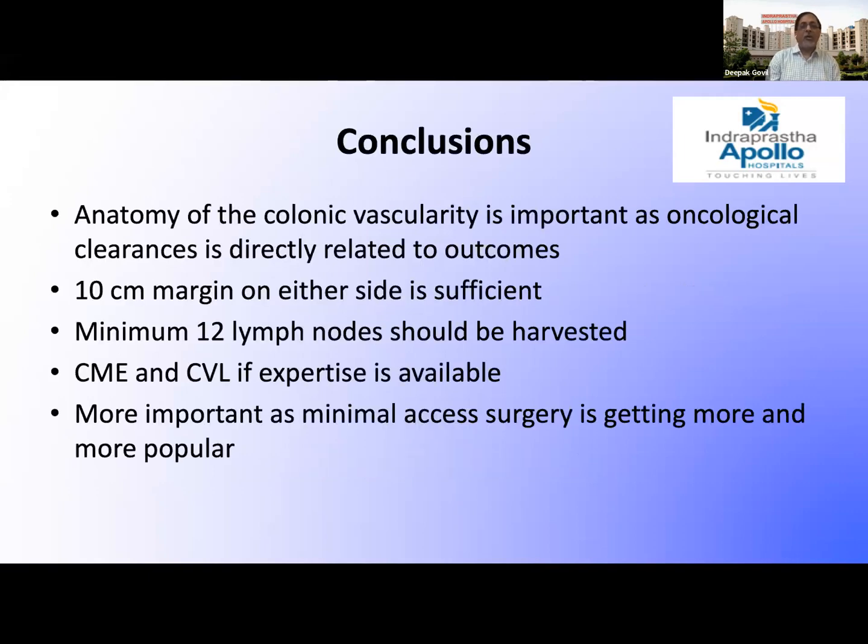So to conclude, I would say that anatomy of the colonic vascularity is important, as outcomes are dependent on the anatomical clearances. A margin of 10 centimeters on either side is sufficient. A minimum of 12 lymph nodes should be harvested. CME and CVL should be done if expertise is available. And all these things have become more and more important as minimal access surgery is getting more and more popular in the form of laparoscopic or robotic procedures.